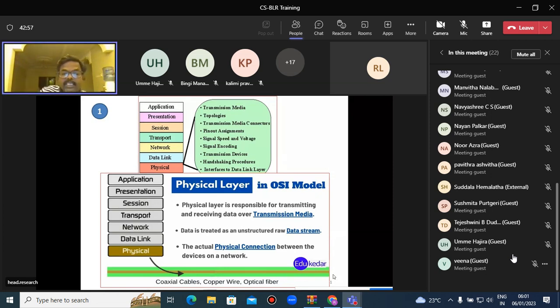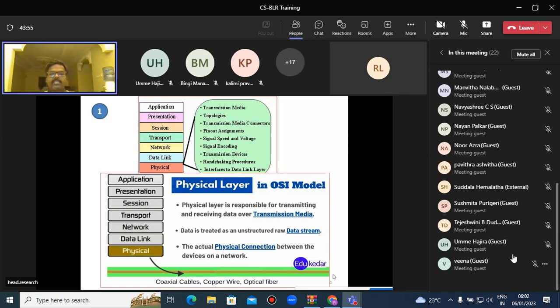Then the actual physical connection between the devices on a network. This is the physical layer in OSI model. See, physical layer, what does it do? It does transmission media and topologies, transmission media connectors. You know topology means the rules and regulations of a network. Topology, ring topology, bus topology, and followed by the transmission media connectors and pinout assignments, signal speed and voltage, signal encoding, transmission device, means data is sharing between one system to another system, handshaking procedures, that means we are sending the information through physical wire.